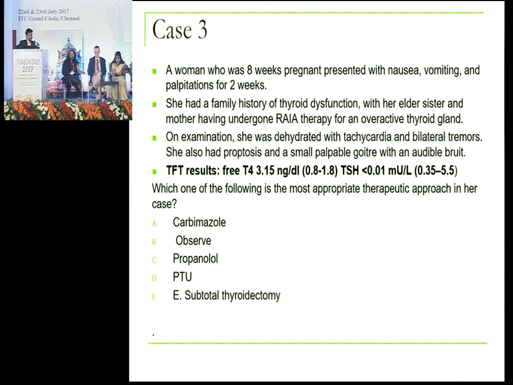Thank you. So going to case 3, she is an 8-week pregnant woman who presented with nausea, vomiting and palpitation for the last 2 weeks, and she had a very positive family history for thyroid dysfunction. Her elder sister had hyperthyroidism and underwent iodine ablation therapy. On examination she was dehydrated, tachycardic and had bilateral tremors, and she also had ophthalmopathy and a small palpable goiter. Thyroid function tests were typical for hyperthyroidism.